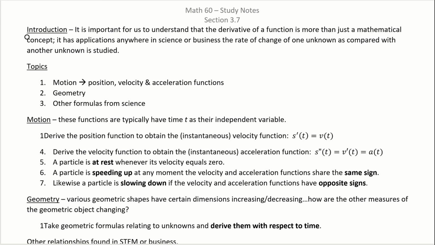We are looking at, first of all, I've broken it up as an introduction. Let's read it together. It is important for us to understand that the derivative of a function is more than just a mathematical concept. It has applications anywhere in science or business. The rate of change of one unknown as compared to another unknown is studied. Okay, so that was clumsy, but here we go.